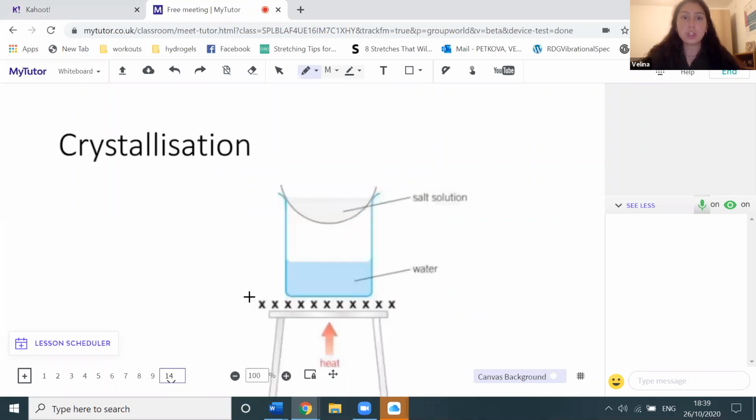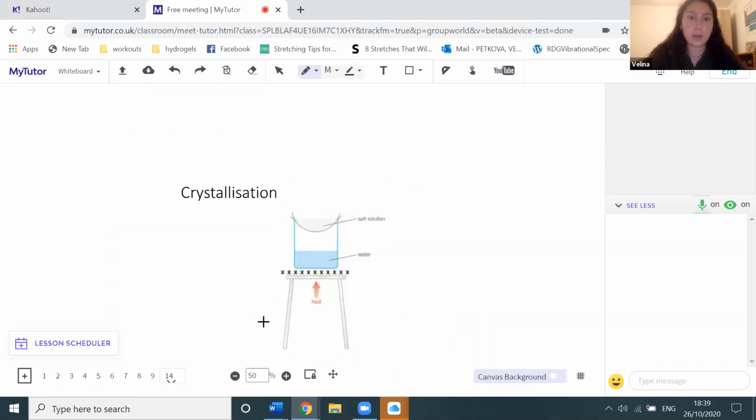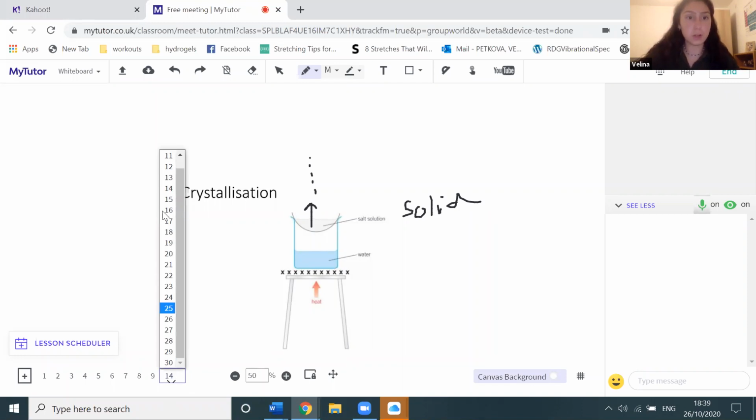So crystallization. Now this is kind of a process. This is separating salt, sand and water. There are different ways to do that. So now we've got our salt solution here in a beaker, and what we do is we start heating it up. Heating this up causes the water to evaporate. Okay, so the water evaporates and what you're left with is just your solid crystals. So you've removed all the water by evaporating it, and then obviously you just end up with your solid.